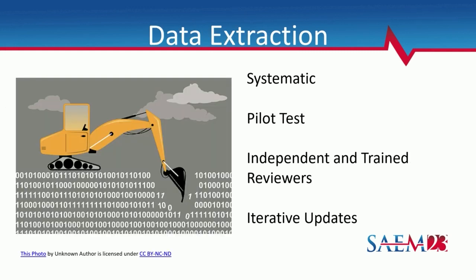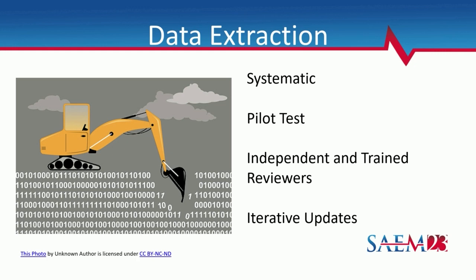And then data extraction. So basically, once you've identified the articles that meet your criteria, you need to have a systematic data extraction tool, what I like to call an abstraction tool. I always like to pilot test this with a couple articles and my abstractors, whoever I've trained to do the abstraction, to make sure, A, that they understand the concepts, and B, that we're not missing anything.